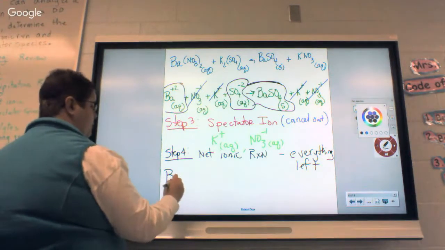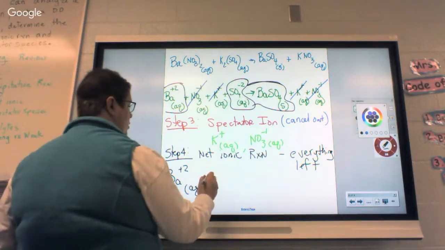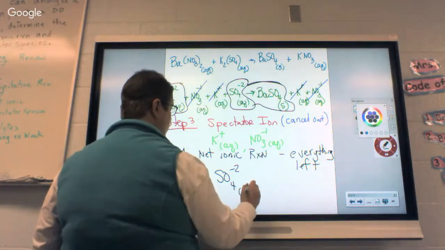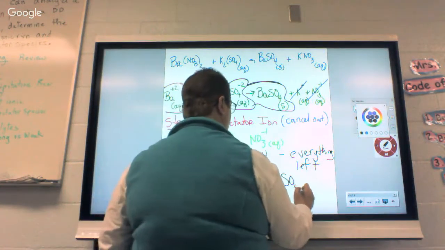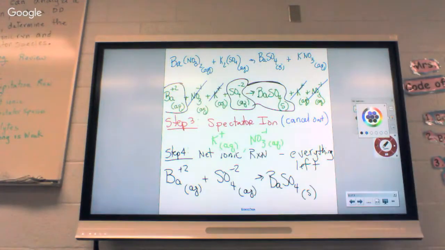So Ba+2 aqueous plus SO4 -2 aqueous, the BaSO4 solid. All of that was left. Yes, because this time we write this in the equation because we actually made something. We made the solid, we made the precipitate.